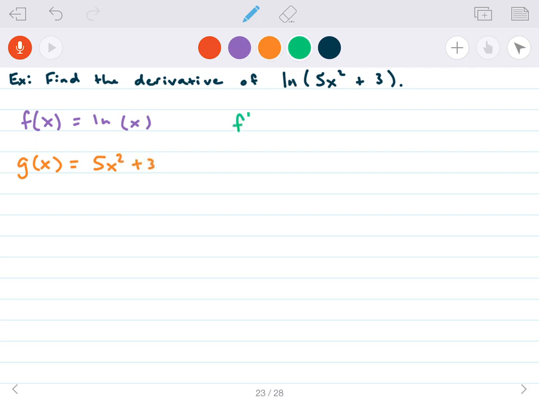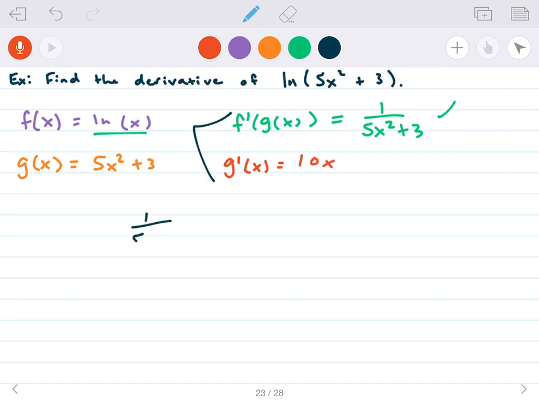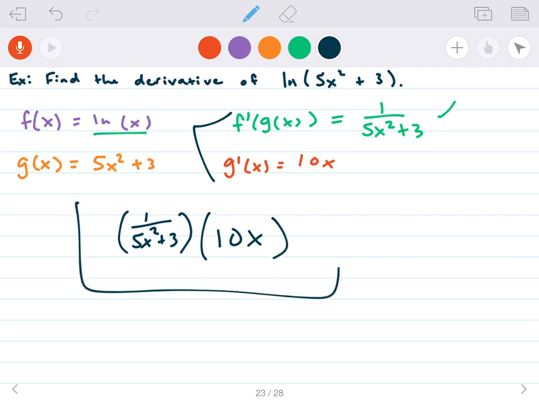And for the chain rule, we need f prime of g. If I take the derivative of ln we just saw in the previous slide, that's 1 over x, but instead of x, I'm putting in my g, which is 5x squared plus 3. So I have that part, that's good. Now the second part, I need g prime, and I just use the power rule to get the derivative of g, and that's going to give us 10x. Multiplying these both together to get our final answer, we get 1 over 5x squared plus 3 times 10x. And this is our final answer.